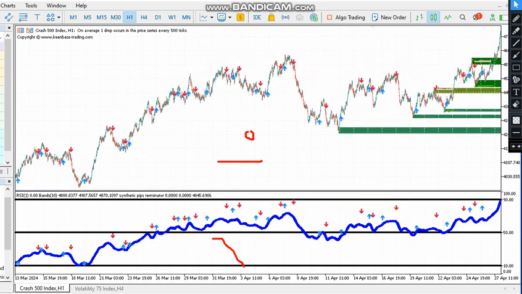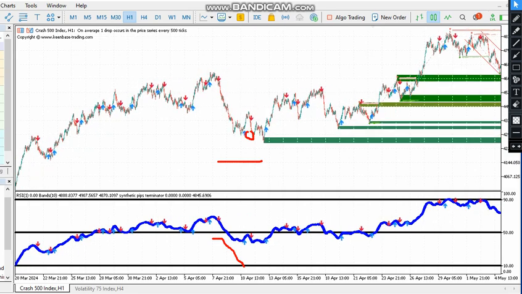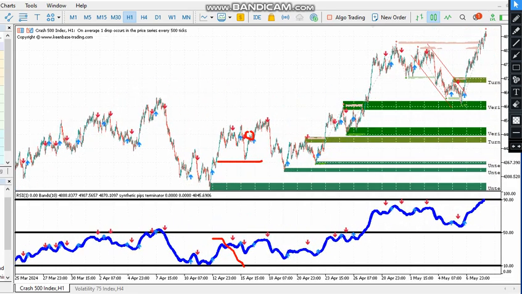But as you can see, even on the 1 hour time frame, fresh demand was created. Although this is an untested demand, if you want, you can take it because it will have a small stop loss. And as we can see, it worked out very well. It did work out very well.